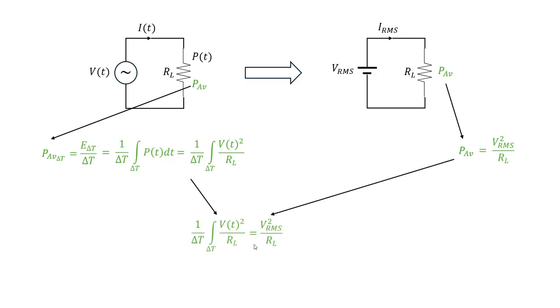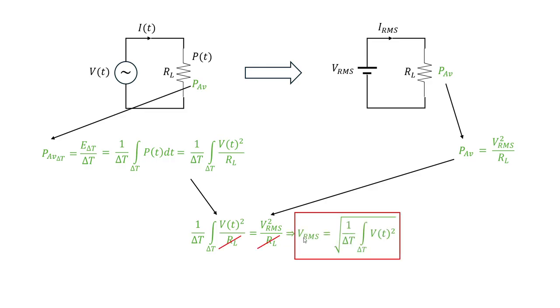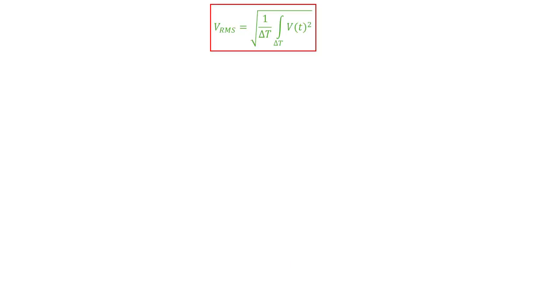From these two equations, we can cross out the resistance and obtain the formula for voltage RMS, which is the square root of 1 over delta t times the integral of instantaneous voltage squared. So this is the formula for RMS for a deterministic signal. For non-deterministic signals, we will shortly see how we can calculate the RMS.